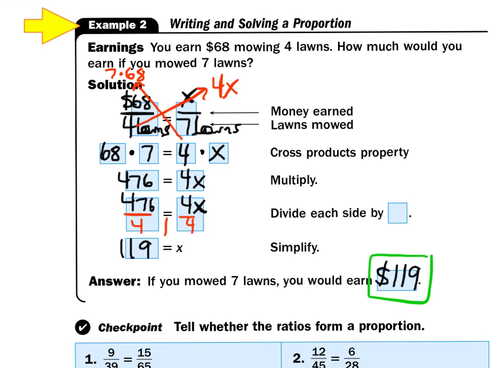So once the labels help me set it up, I just do the cross products. So starting at the 4 shooting across to the X would give me 4X, so I put that here. I brought down the equal sign, start at the 7 and shoot across, 7 times 68, and I put that over on the left-hand side. So now I just multiply. 68 times 7 gives me 476. 4 times x gives me 4x. So to solve for x, I have to get rid of the 4, so I divided by 4 on both sides. So I got 119 equals x. And that means if I mowed 7 lawns, I would earn $119.